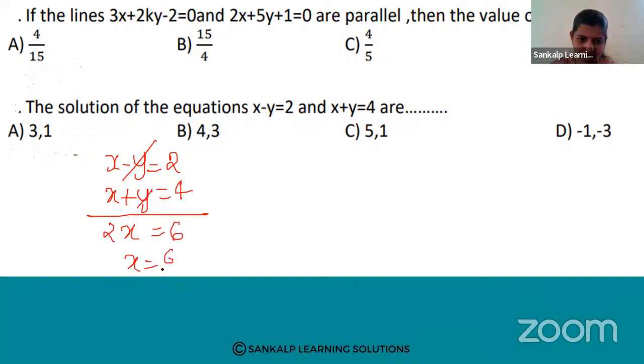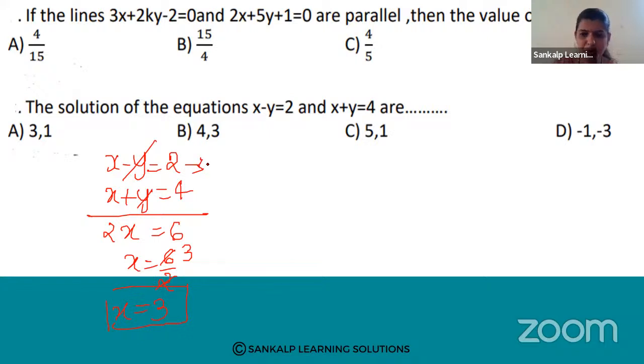X is equal to 6 divided by 2. 2 ones are 2, 2 threes are 6. That means x value is 3 here. Okay, x value is 3. Then what is the value of y? For that, we need to substitute the value of x in equation 1 or 2.